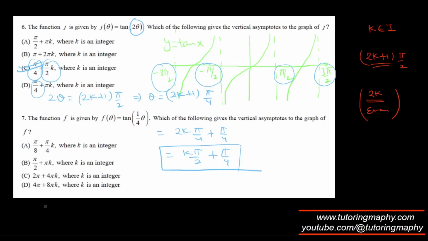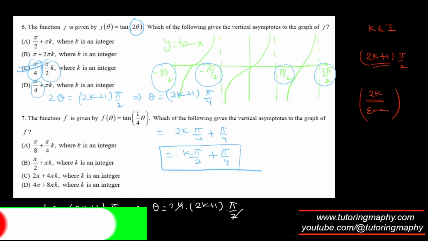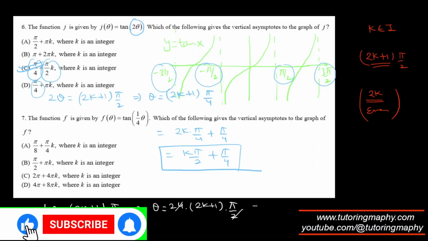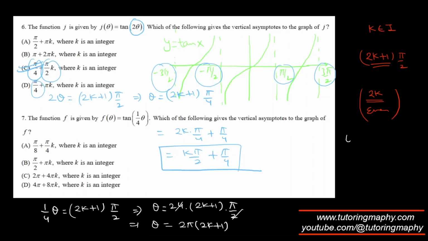Likewise over here, for vertical asymptote, 1 over 4 theta should be equal to (2k plus 1) pi over 2. Multiplying both sides by 4, I have 4 times (2k plus 1) times pi over 2. 2 times 2 is 4. So I have theta is equal to 2 pi times (2k plus 1). And if I distribute, it will be 4k pi plus 2 pi. And 4k pi plus 2 pi is definitely option C over here.